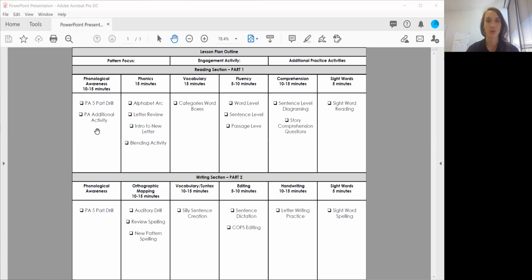So we call it categories word boxes, where essentially we'll take the words that they've just read and we'll put them into category word boxes. So nouns, verbs, adjectives. You're just taking a 3-part table and sorting those that way. Then that's also another good opportunity to look at multiple meaning words and things like that, where words could be nouns and verbs or things like that. Then we move into fluency. When we're looking at fluency, we want to look at fluency at the word level, the sentence level, and the passage level.